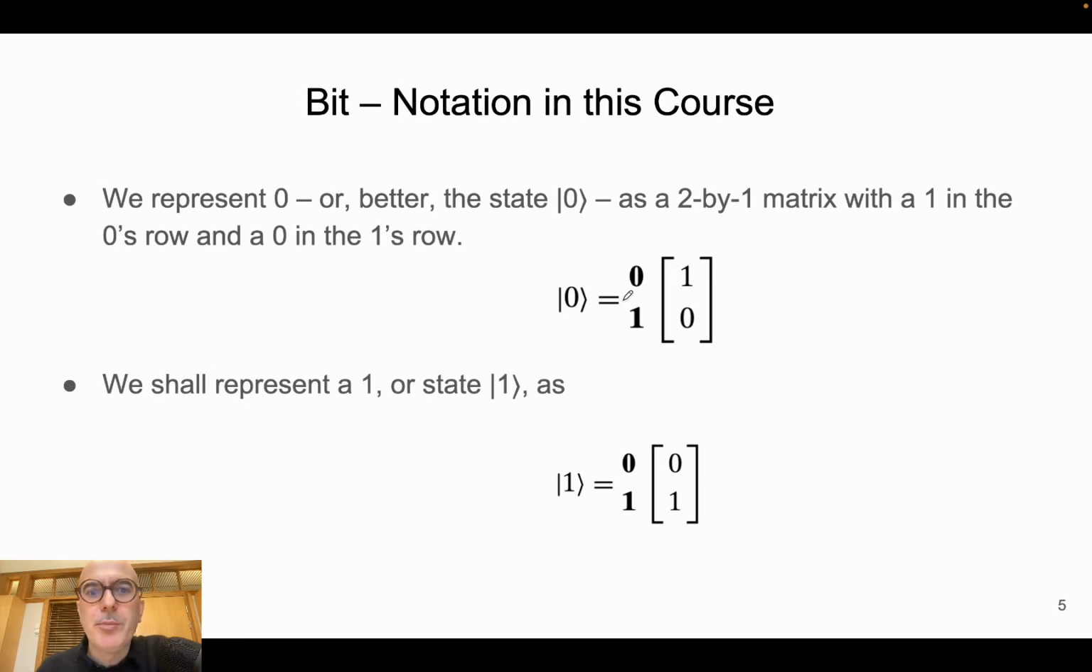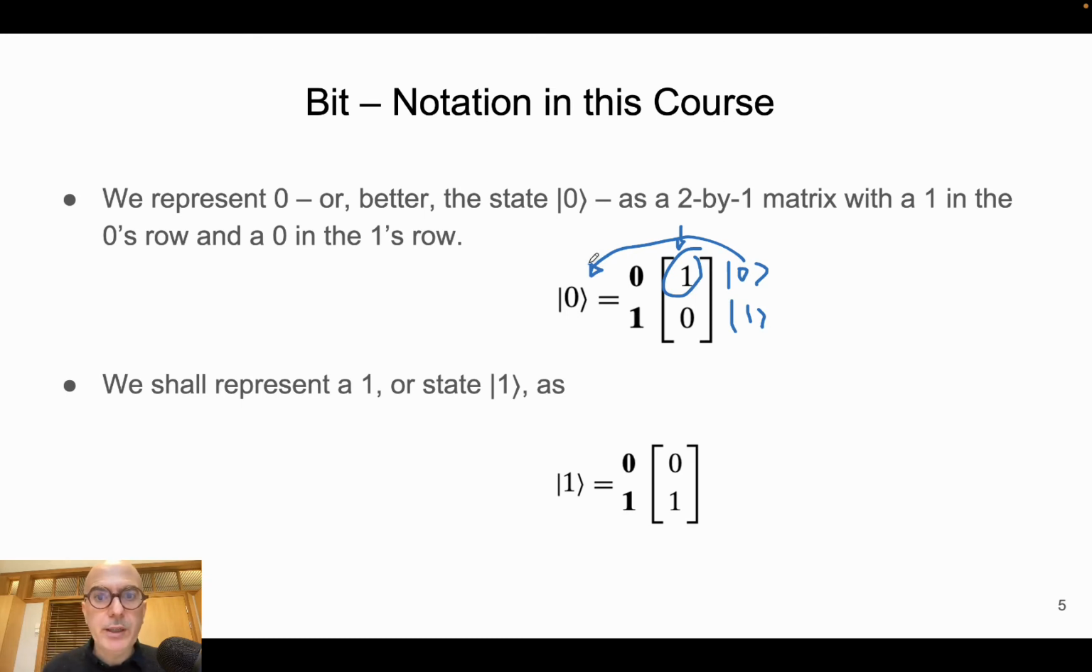If we want to use the bra-ket notation for expressing a classical bit, we can represent the state ket 0 as a 2 by 1 matrix with a 1 in the 0 row and a 0 in the 1 row. So our state 0 can be represented by this vector of real numbers, where we have a 1 that is the coefficient multiplying the state 0, what we called the basis state in the previous lecture, and then a 0 that is multiplying the state 1.